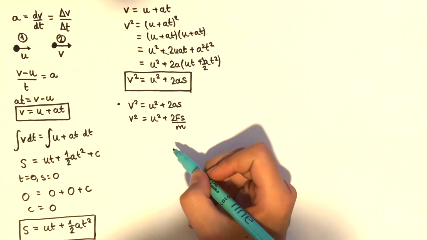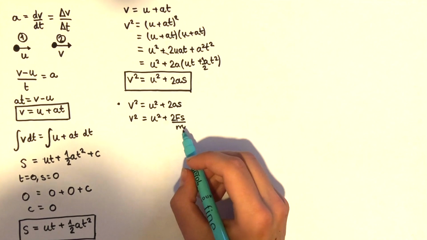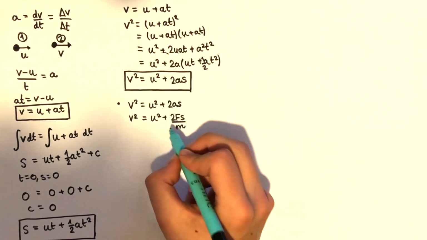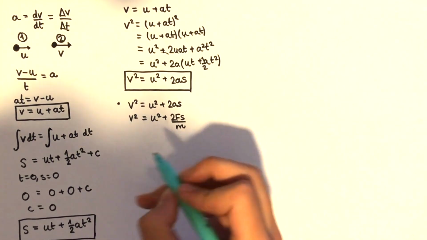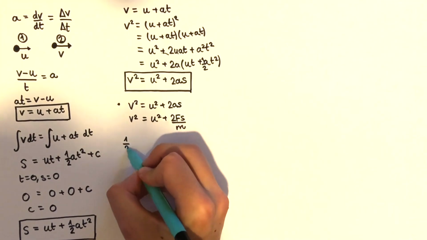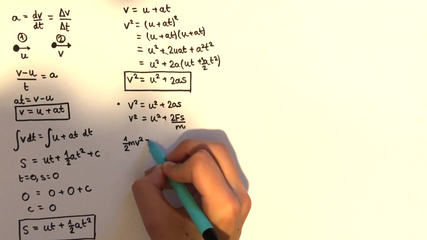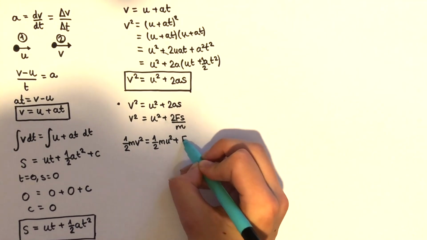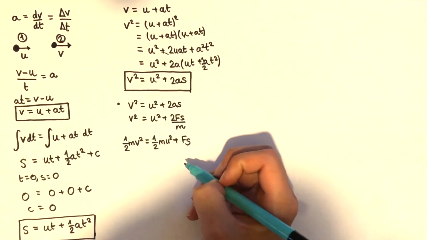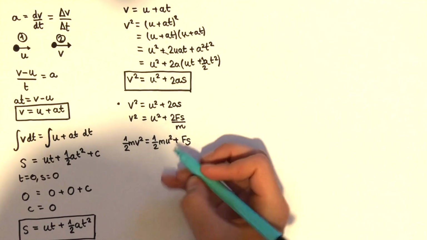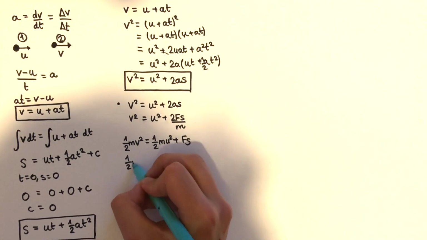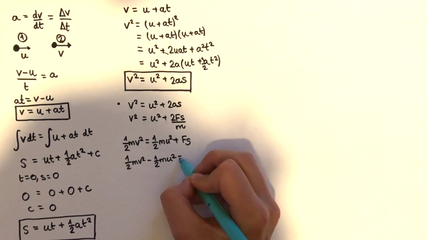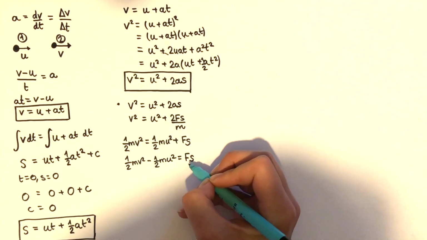Now what we can do is multiply the whole thing by m and divide by 2. Might seem a bit of a weird thing to do, but you'll see why I'm doing it in a moment. So everything's going to get multiplied by m and divided by 2. So what are we going to get? Well, we're going to get half mv squared equals half mu squared plus Fs. Now, if you subtract half mu squared from both sides, we get that half mv squared minus half mu squared equals Fs.